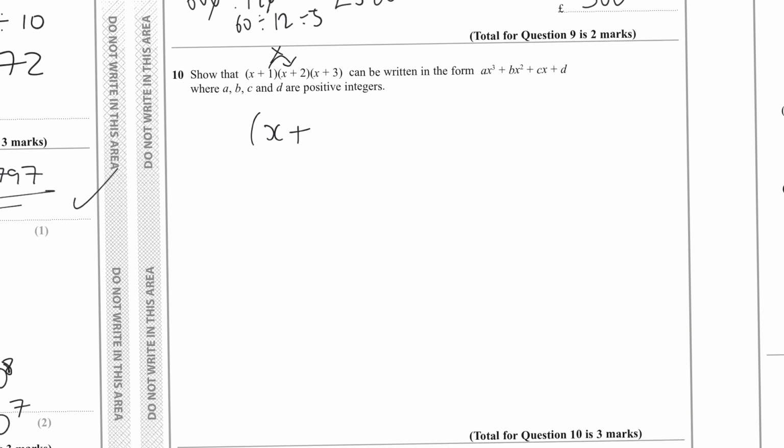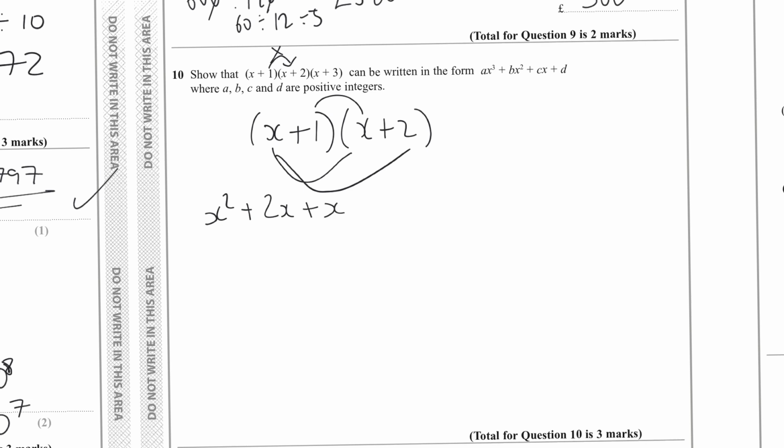So I would do x plus 1 times x plus 2. Expand your brackets. Again, watch my video on linear factorizing and expanding to refresh your memory on that. So we'd have x squared plus 2x plus 1 times x, which is x. Remember, you don't write the 1 in front in algebra. And then plus 1 times 2, which is 2. Simplify that, and that would give you x squared plus 3x plus 2.